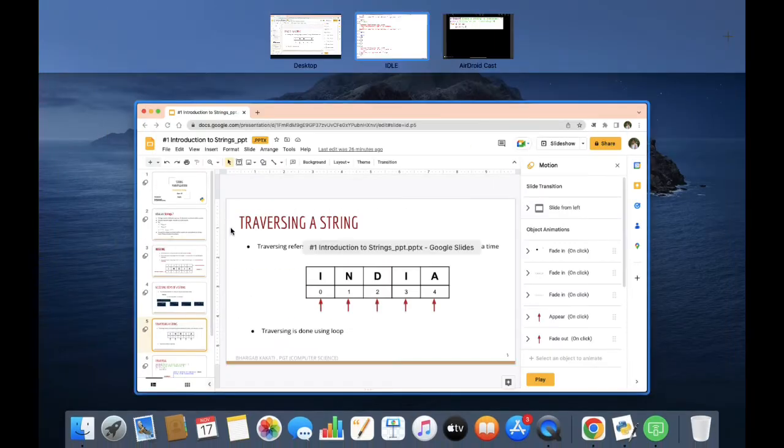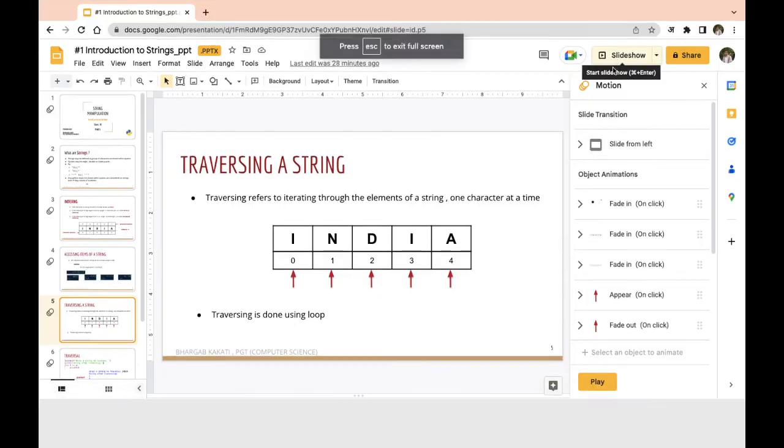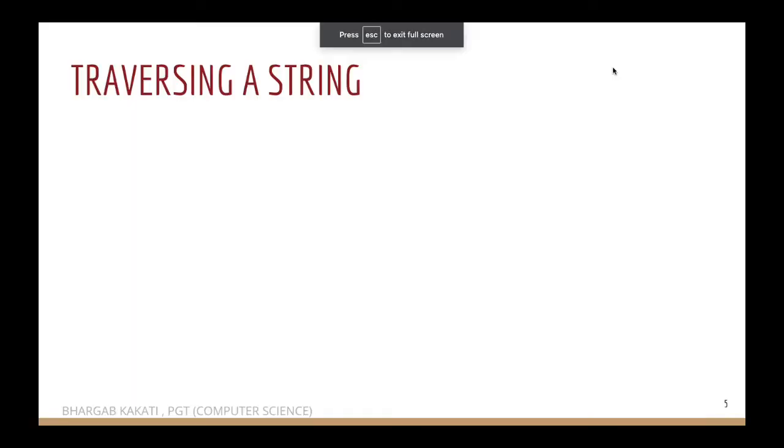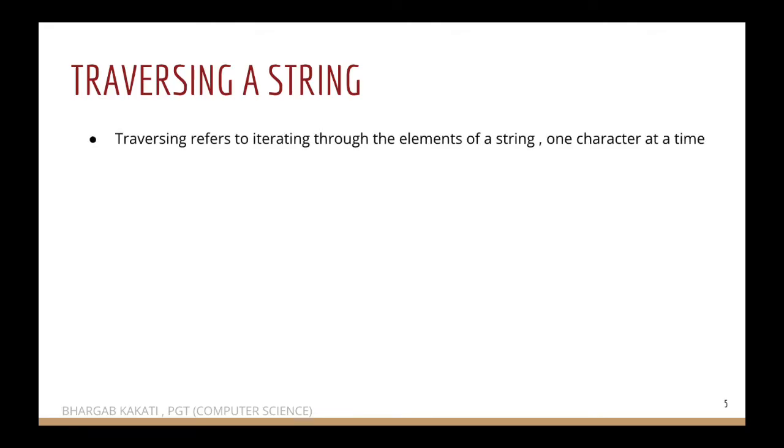Next, let us see the concept of traversing a string. Now, what is the meaning of the word traversing? Traversing means if we have a string and we visit each character of the string one after another, it is known as traversing. So, traversing refers to iterating through the elements of a string one character at a time.